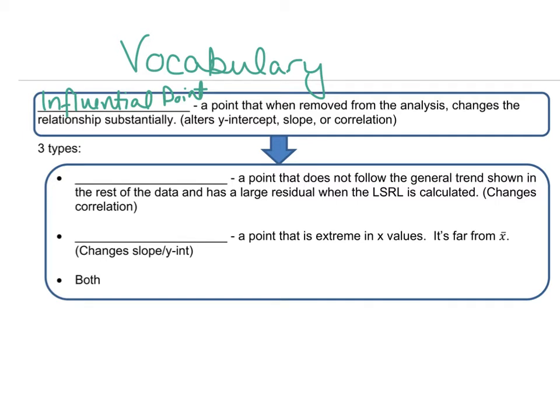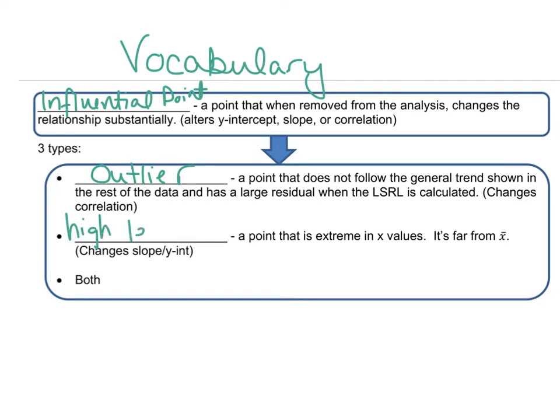There are three types of influential points. We have outliers, which we've talked a lot about, but that's a point that does not follow the general trend shown in the rest of the data. And it has a really large residual when the least square regression line is calculated. And what outliers do is they change your correlation. It really impacts r.